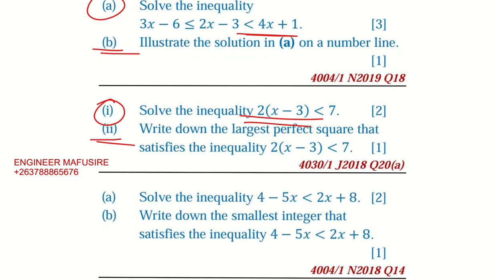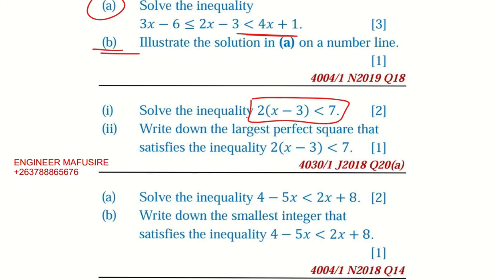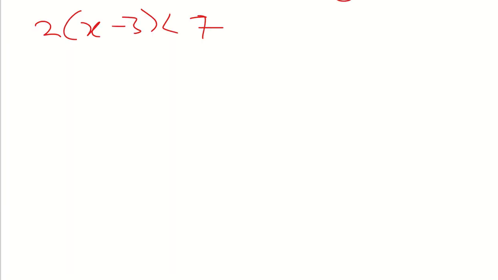So going to part 2, we have to first work out the first section. We are going to rewrite this inequality, 2 multiplied by the bracket of x minus 3 less than 7. So we have 2 multiplied by x minus 3 less than 7, the inequality we have. We just treat it as we do my equations. First thing we have to remove my brackets.